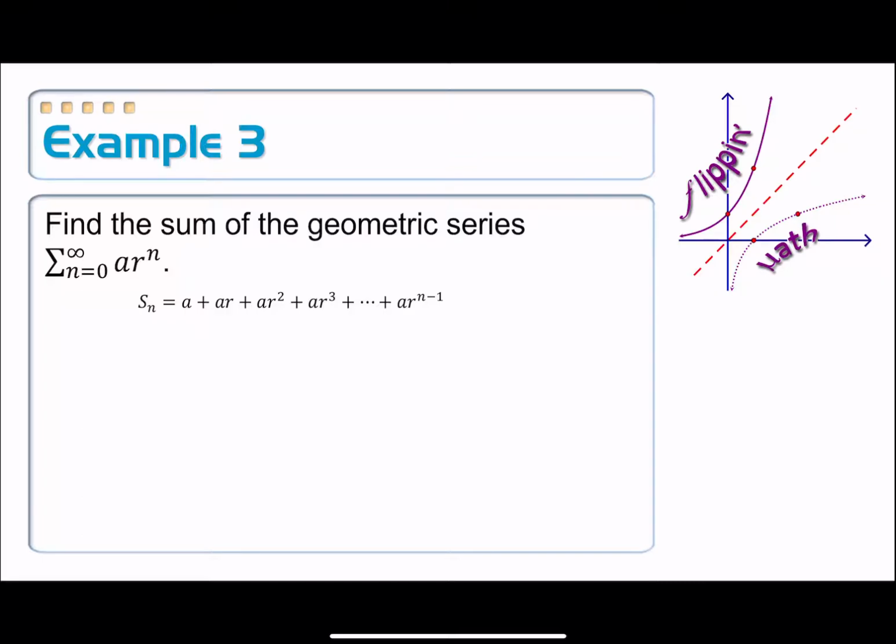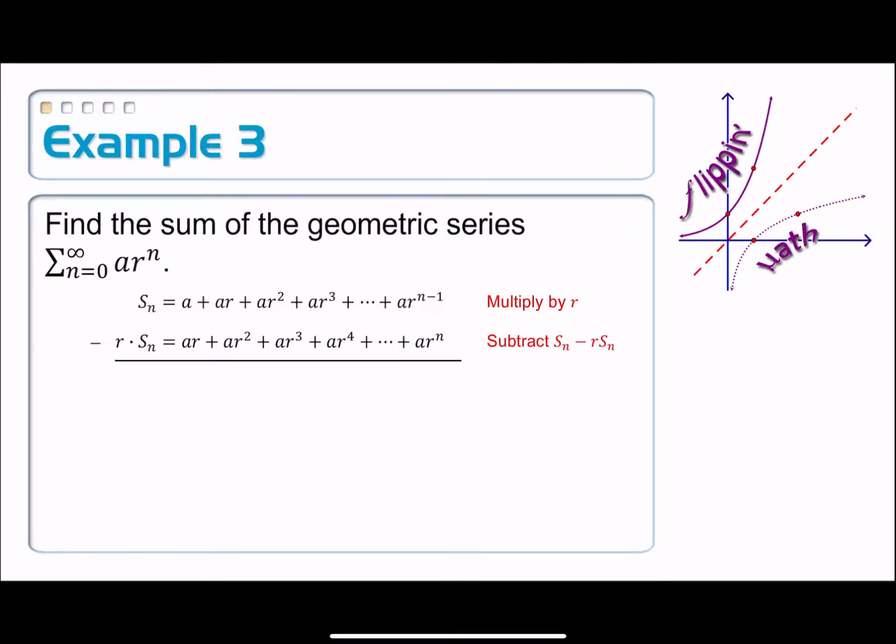Okay, so here's the trick. I'm going to take that equation that we just wrote down for the nth partial sum, and I'm going to multiply it by r. Why are we multiplying it by r? Just go with it, you'll see what happens. Now I have two equations. Look, there's lots of terms that exactly match up. I'm going to subtract them: the top one minus the bottom one.